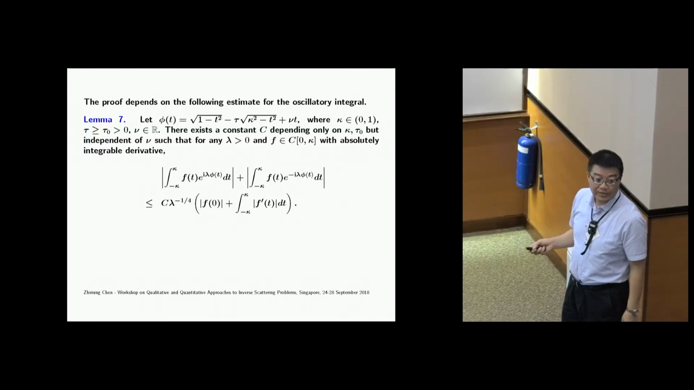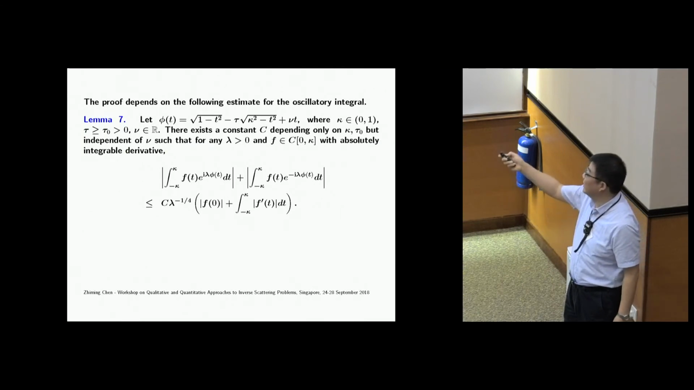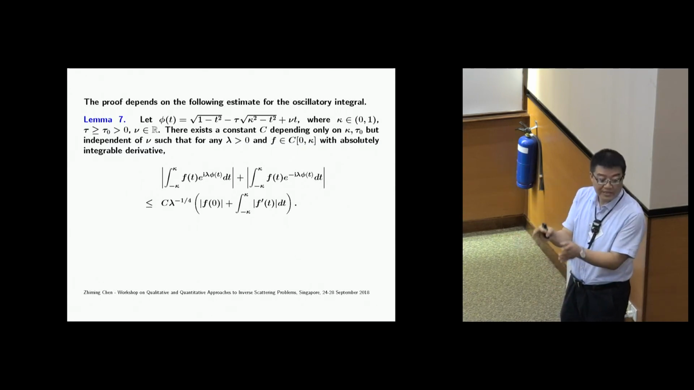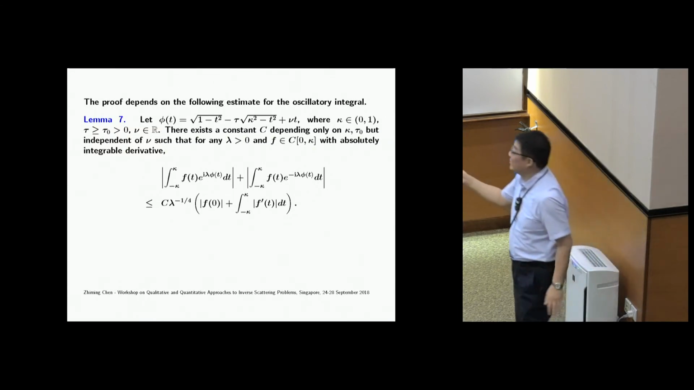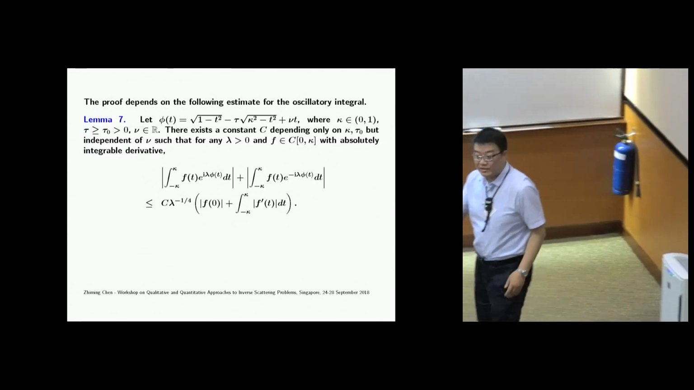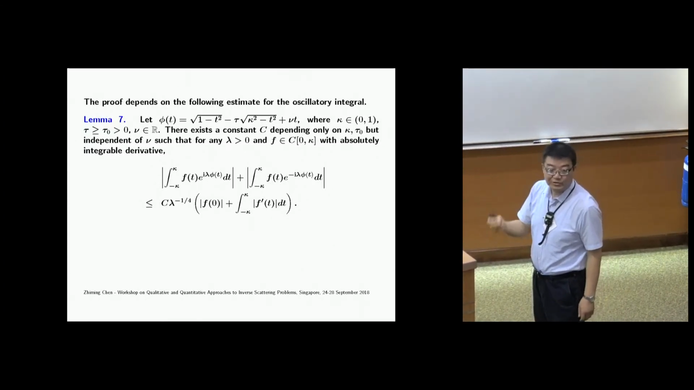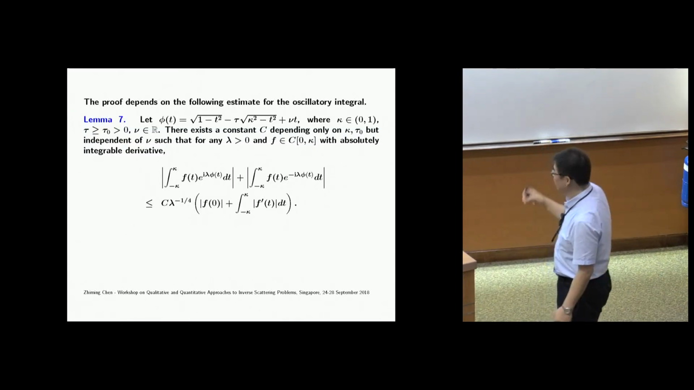They have zeros, and the second derivative also has zeros. The third derivative is also zero, but the zeros have a gap, so you can separate into each interval and prove this estimate. So these are the mathematical difficulties we try to understand.